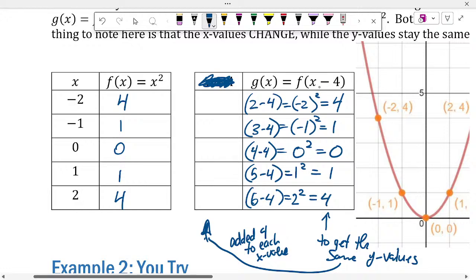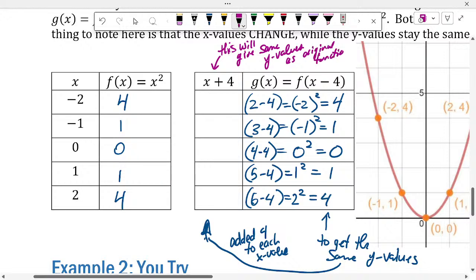But this would make you think I need to change the x's by subtracting 4. But that would make the problem even worse. See, because we're going to subtract 4 from each x, to get the same answers, I have to start by doing what to each x? Add 4. Adding 4, right? This will give the same y values as the original function.